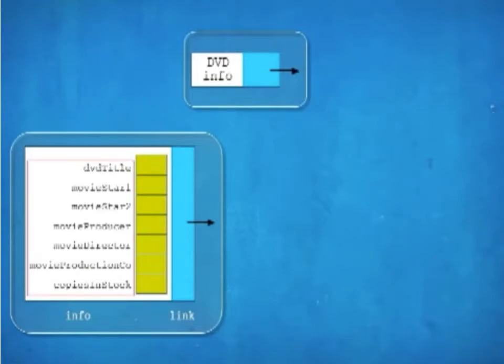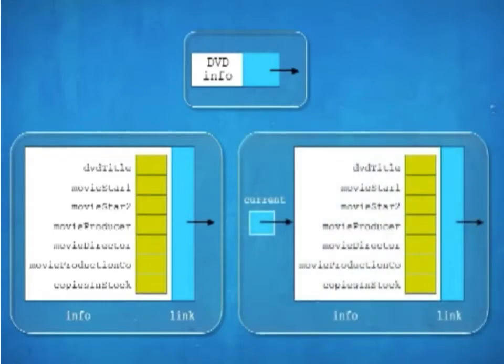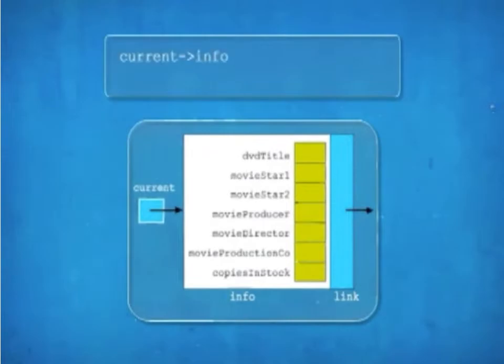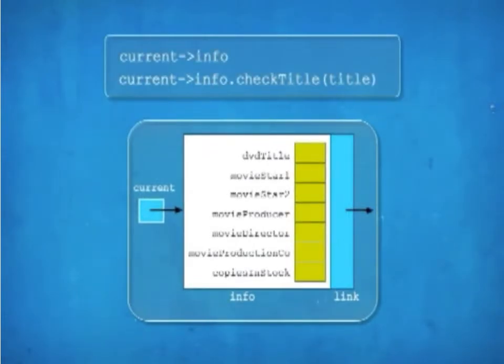These member variables are all private and cannot be accessed directly. The member functions of the class DVD type will help us in checking and/or setting the value of a particular component. Suppose a pointer, say current, points to a node in the DVD list. This expression refers to the info part of the node. Suppose that we want to know whether the title of the DVD stored in this node is the same as the title specified by the variable title. This expression is true if the title of the DVD stored in this node is the same as the title specified by the parameter title, and false otherwise.